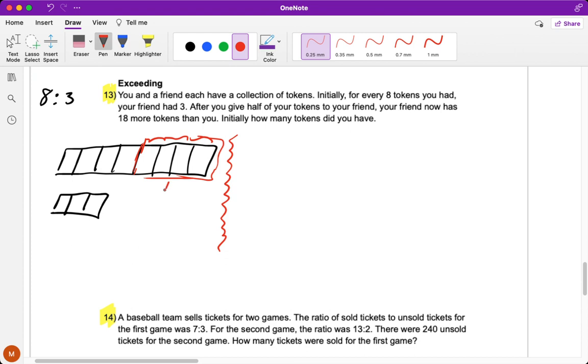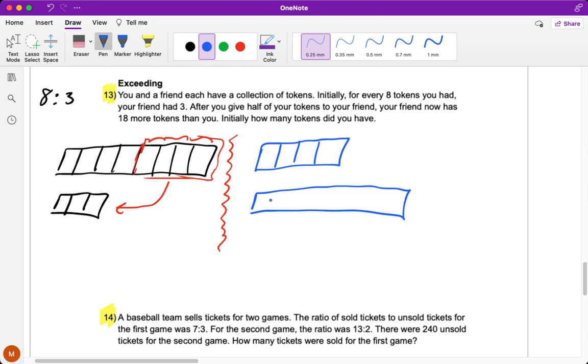So I'm taking these 4 boxes and giving them to my friend. So that means now I have 4 boxes remaining, because I had 8 and I gave half. And now my friend has 3 plus the 4 I gave them, so they have 7 boxes. And now after I did that, they have 18 more tokens than me.